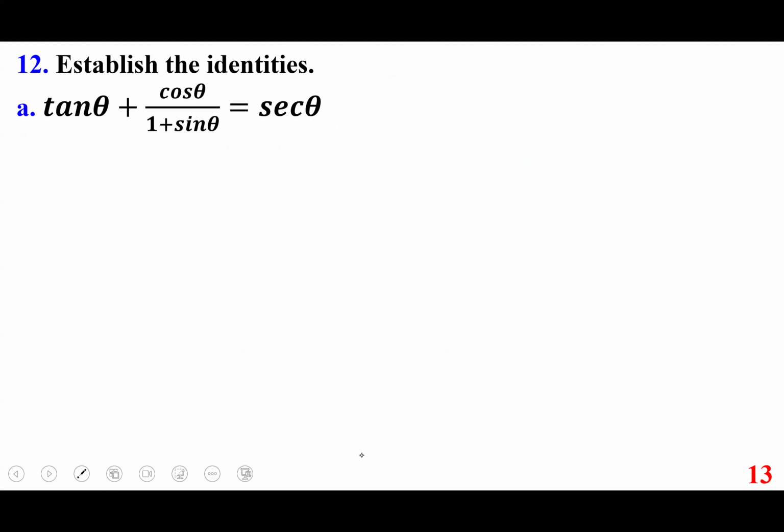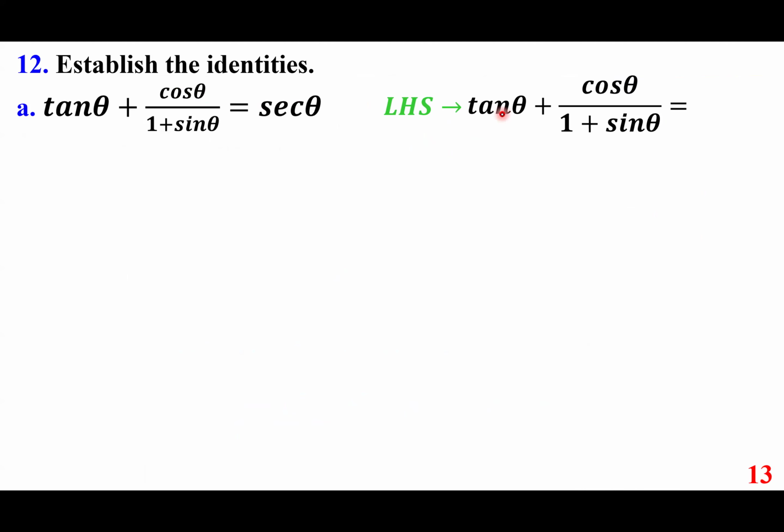We want to establish the identity tan theta plus cosine over 1 plus sine is secant theta. Obviously, the more complicated side is the left-hand side. So we start with the left-hand side. We are going to change the tan to sine over cosine. And if we take a common denominator, we get cosine times 1 plus sine theta. That is the common denominator, the product of the two.